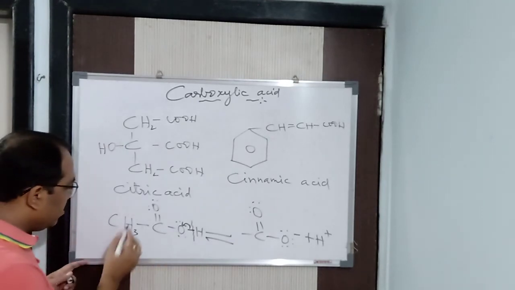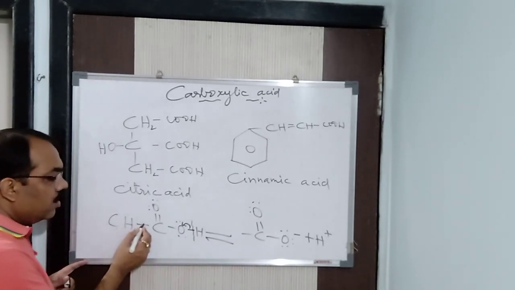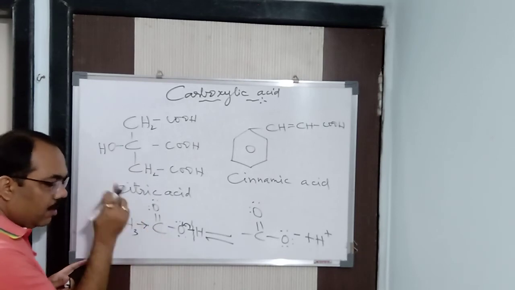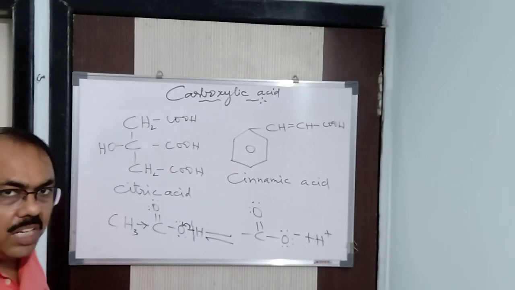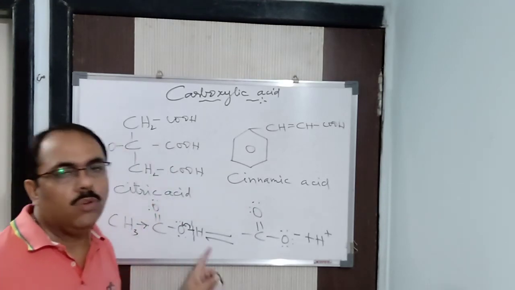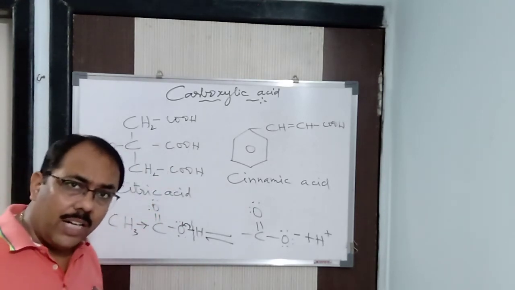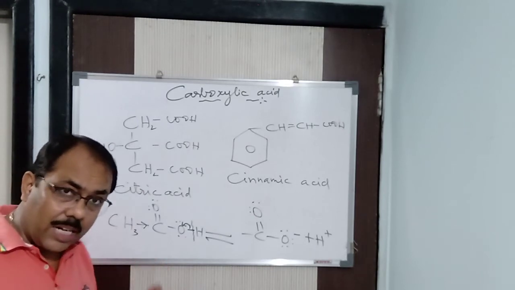Why? Because this is an electron donor group. It will donate to this carbon, and this carbon will donate to this particular oxygen. So will the oxygen atom readily withdraw electrons from hydrogen? No. It will, but it will not readily withdraw electrons from hydrogen, due to which acidic character decreases.